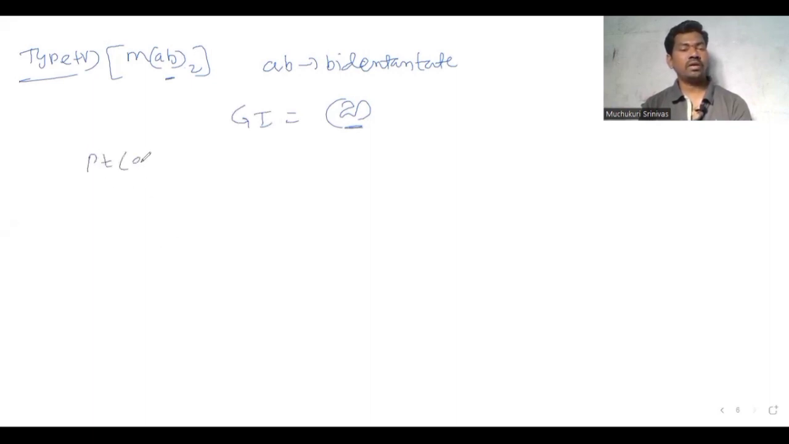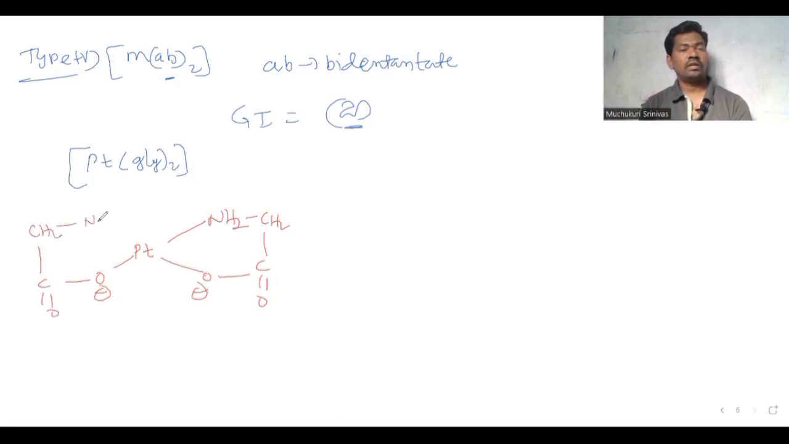In this case we can take an example. Bisglycinate of platinum we can take in this case. So how do you write the structure for this compound? Platinum is the central metal atom. So glycinate: NH2, CH2, then C double bond O, then O minus. The next one here: O minus, C double bond O, then CH2, NH2.